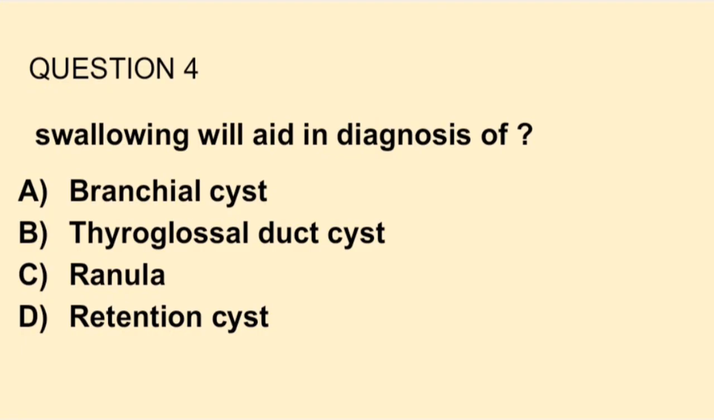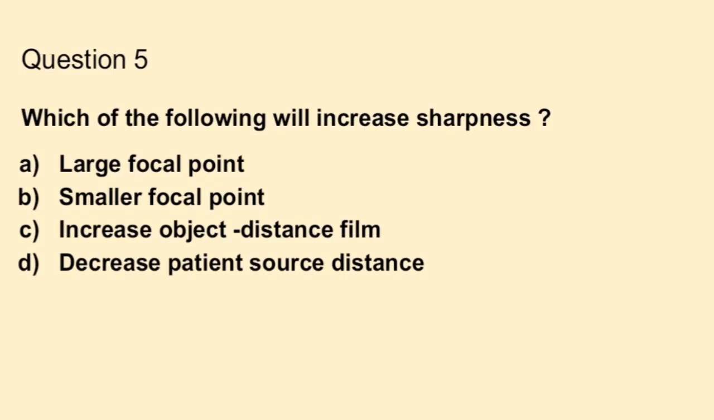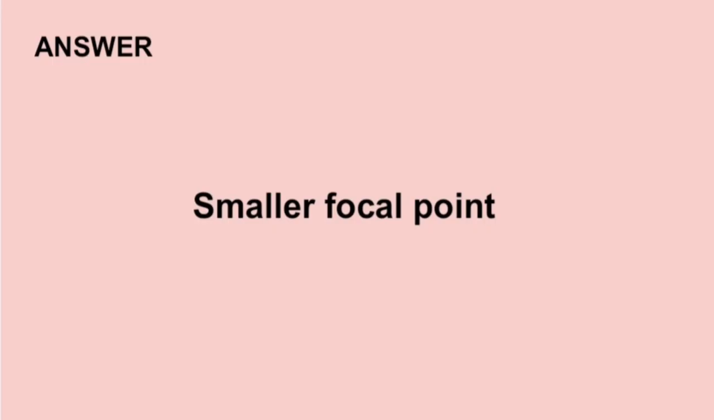Question 4. Swallowing will aid in diagnosis of branchial cyst, thyroglossal cyst, ranula, or retention cyst. The answer is thyroglossal duct cyst. Question 5. Which of the following will increase sharpness? A. Large focal point. B. Smaller focal point. C. Increase object to film distance. Or D. Decrease patient source distance. The answer is smaller focal point.